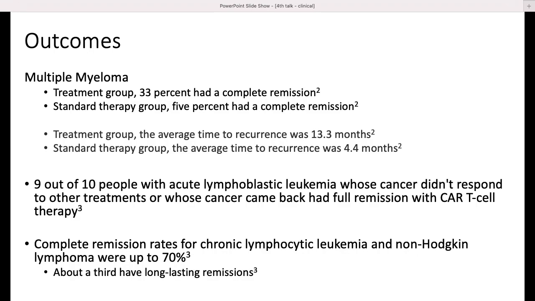And this part here is pretty cool. For non-Hodgkin's lymphoma and chronic lymphocytic leukemia, there was 70% complete remission, and about a third of those people had long-term lasting remission, which is something that's very difficult to achieve in people who continue to have recurrence of their cancer post-treatment.